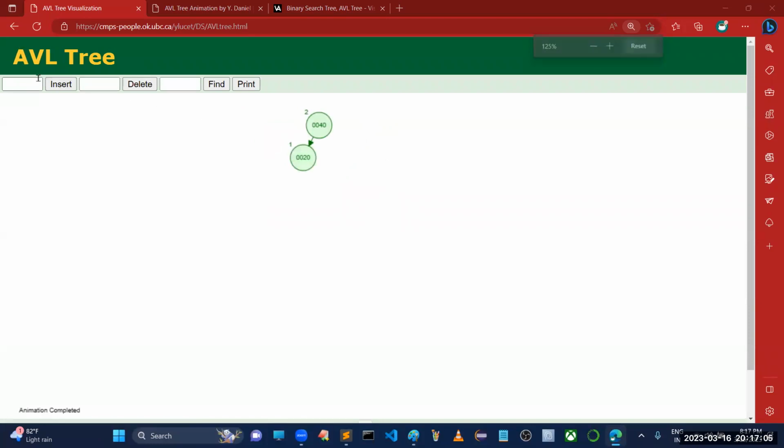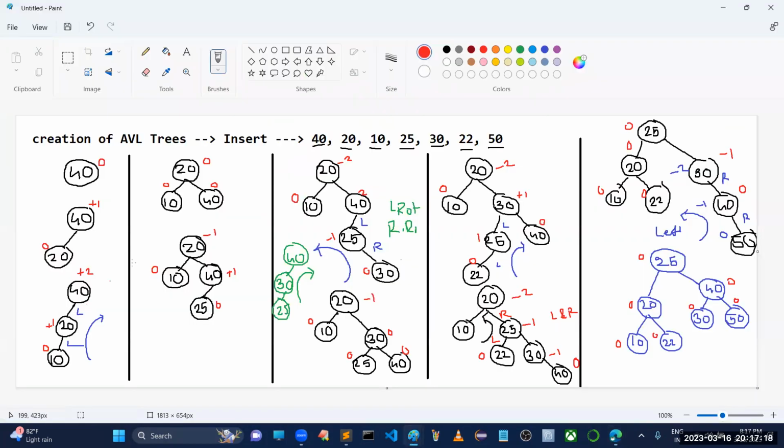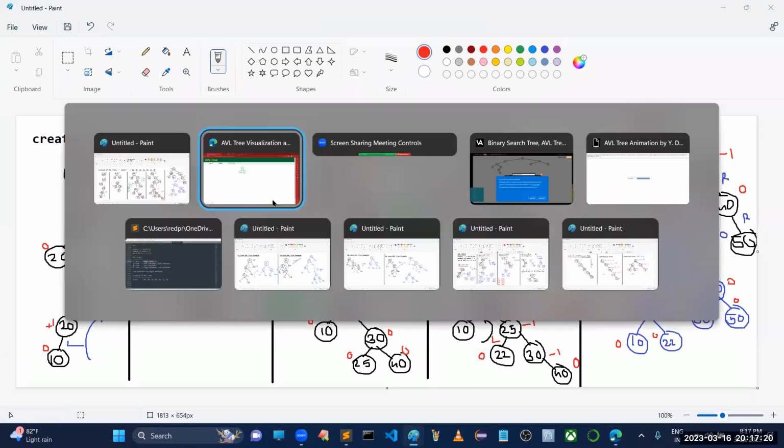Sir, which node do we have to insert next? Can you please tell me? 10. So if you insert 10, it will check and some problem is there. It is going to rotate and 20 will become the root. 10 is left and 40 is right.